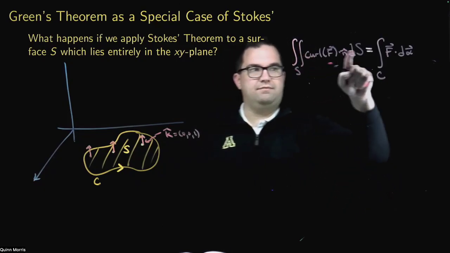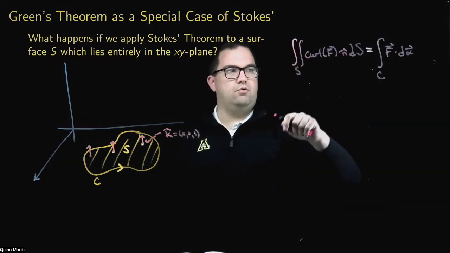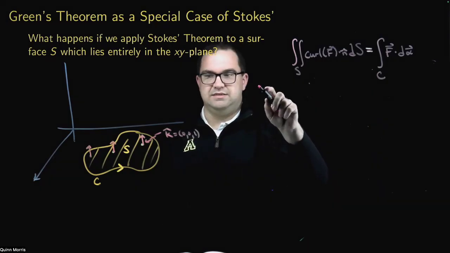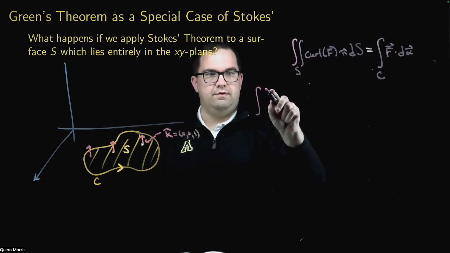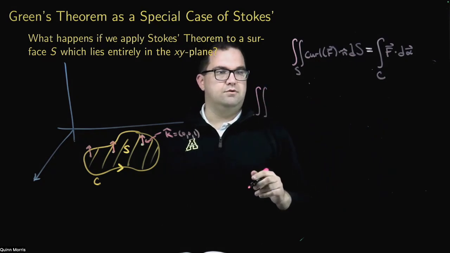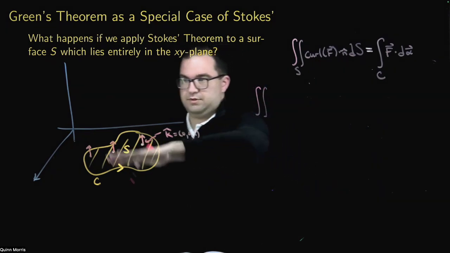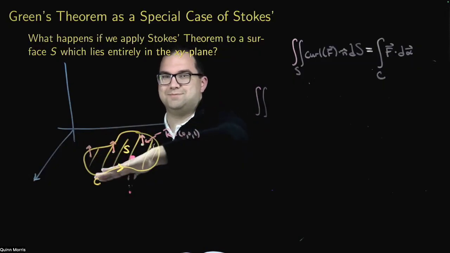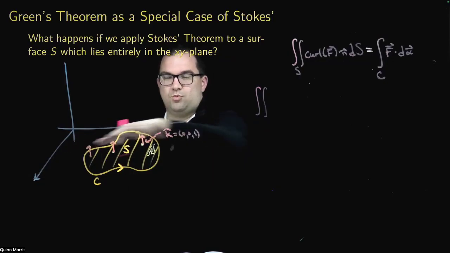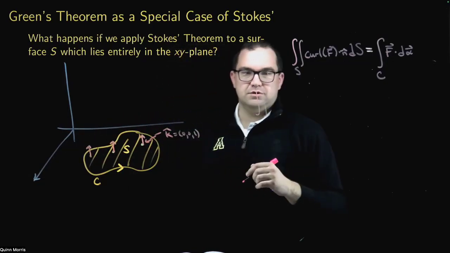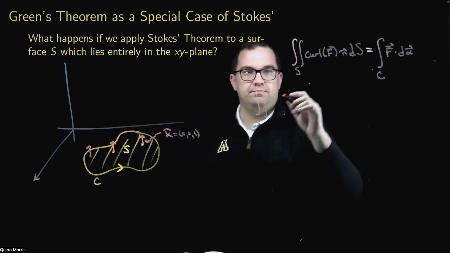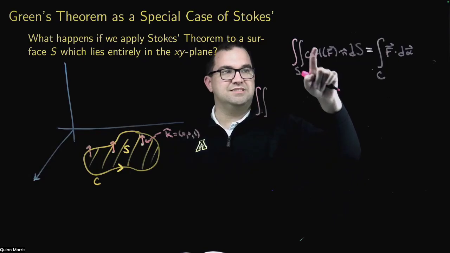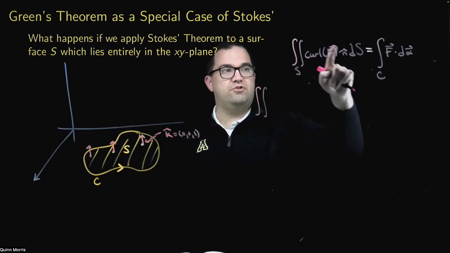So if I write out what all of this is, I get that this is equal to the double integral. Now it's just going to be an integral. I'm thinking of this in the parameter space, but the parameter space is just the xy plane, so this is going to be a double integral. And what I'm going to be left with is the z component of the curl of F.